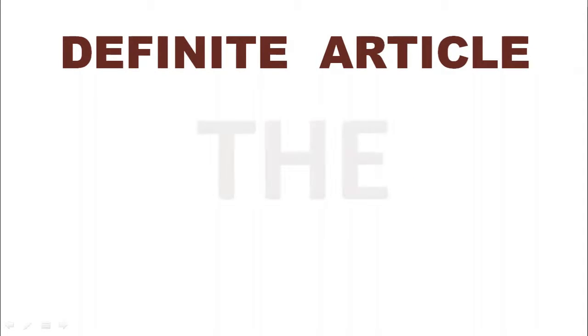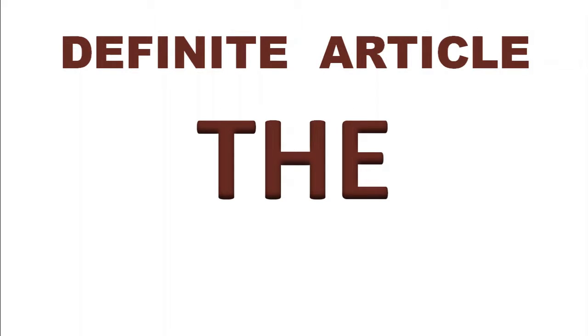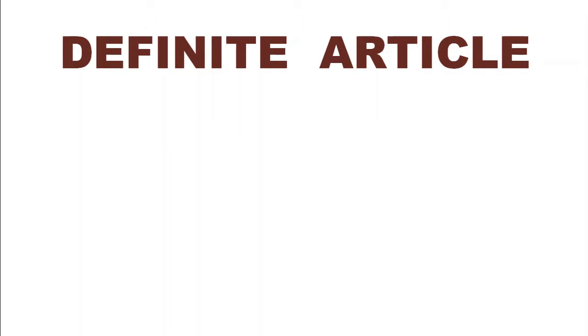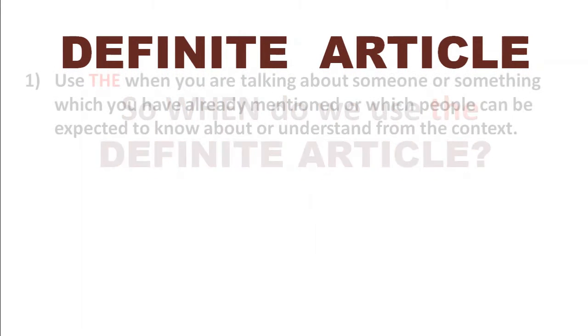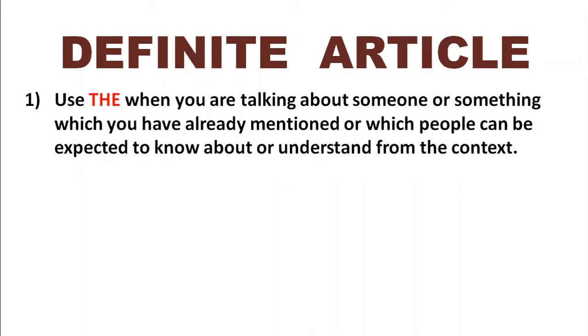We're going to talk about the definite article, the, which is where we started from. Now, when do we use the definite article? This is a little bit more complicated. There are 4 rules, but they're all interconnected.